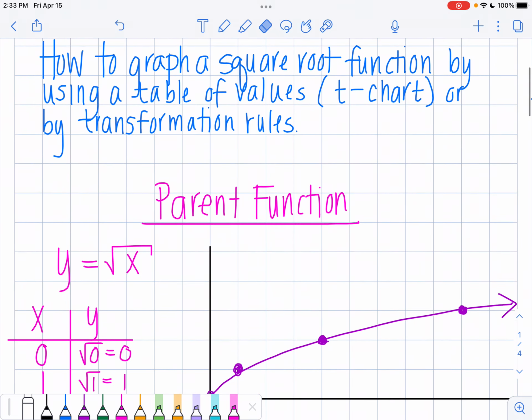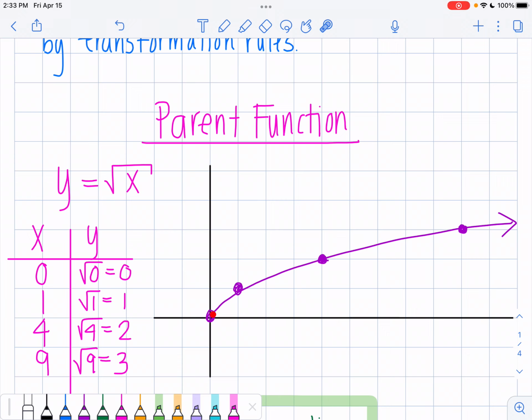So you'll see that the parent function looks like this. The graph of a square root kind of comes around like this. You want to think of it as half of a parabola turned on its side, because that's actually what it is. So when I'm graphing the square root function, if you're doing a table of values, you get to pick the values that you want for your x values.